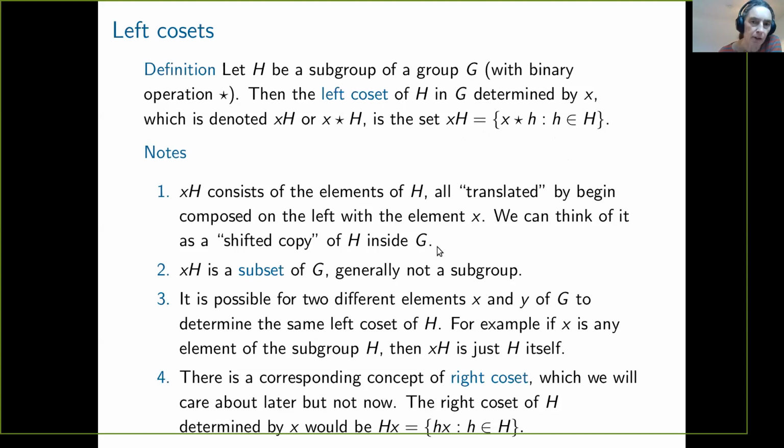Okay, so our way of thinking about it though is, we've got the subgroup H living inside G. We're going to hit all the elements of H on the left with this fixed chosen element X. So we're sort of translating them away from the subgroup H itself to some other subset of the group. So we can think of this coset as being sort of like a shifted copy of H inside the group G. The coset is a subset of G, generally not a subgroup. We don't expect it to have its own algebraic structure. We don't expect it, for example, to be closed under the group operation, but it's a subset of the group G.